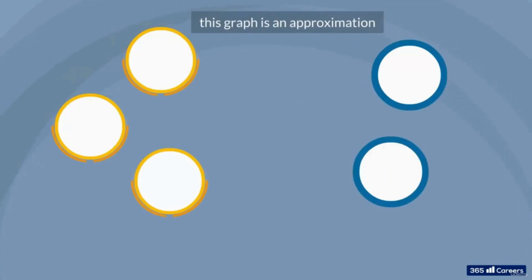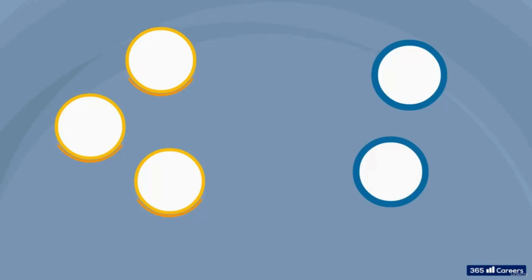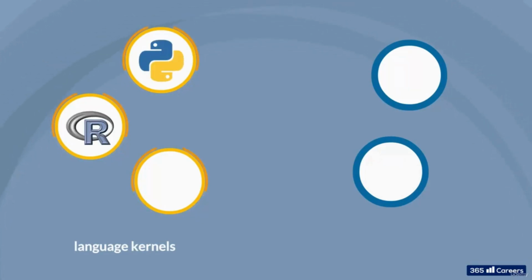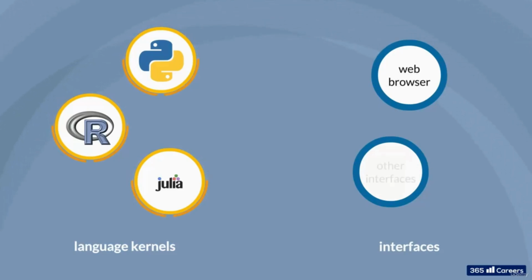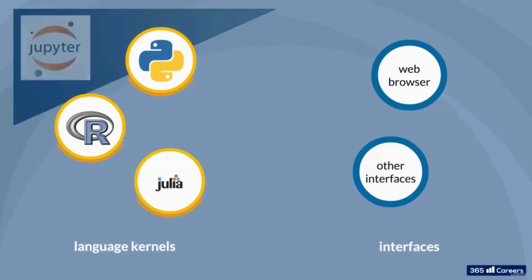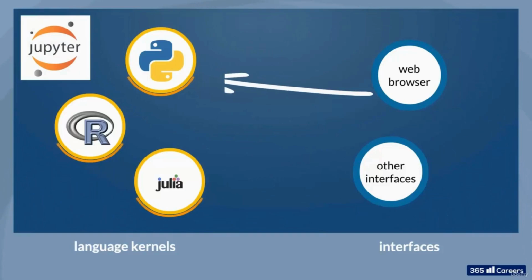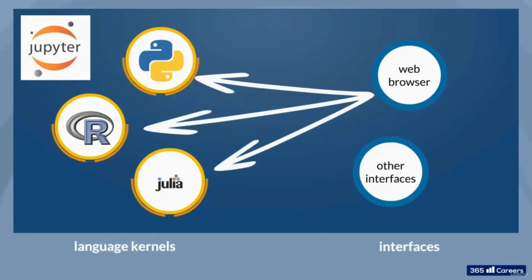Consider the following graph. All units represent different software. On one side, you have several language kernels. These are programs designed to read and execute code in a specific programming language, like Python, R, or Julia. The Jupyter installation always comes with an installed Python kernel, and the other kernels can be installed additionally. On the other side, you have various types of interfaces where you can write code. They represent the clients. An example of such a client is the web browser. The Jupyter server provides the environment where a client is matched with a corresponding language's kernel.